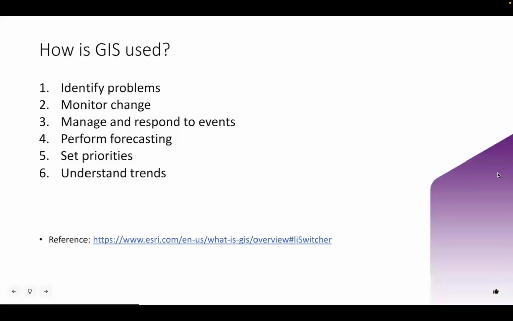So let's go on to discuss how GIS is used. There are multiple ways that GIS can be used. For example, to identify problems, monitor change, and manage and respond to events. You can even perform forecasting, which is making predictions about what we expect to see in the future. We can use it to set priorities, and obviously this is done quite heavily in the policing world. And of course, most commonly, it is used to simply understand trends. Maybe you're interested in exploring why burglary rates increased in 2019 but decreased in 2020, something like that.